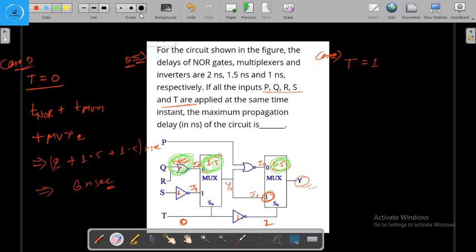Now let me clear the figure. Now let me write here. This is again I0, this is I1, and this is again I0, this is Y again. Now we are going to take T will be equal to 1, right?